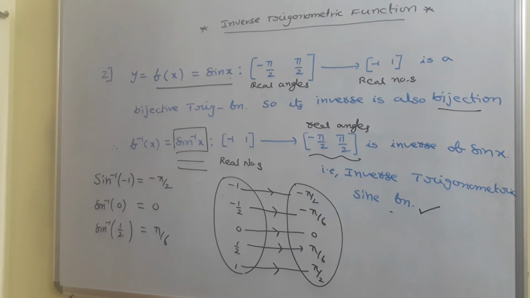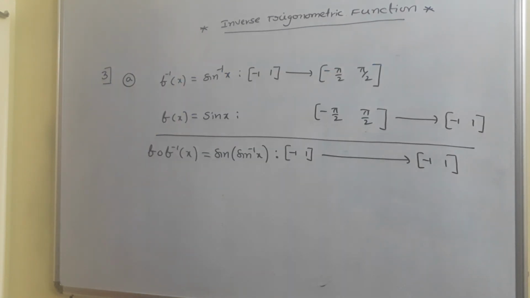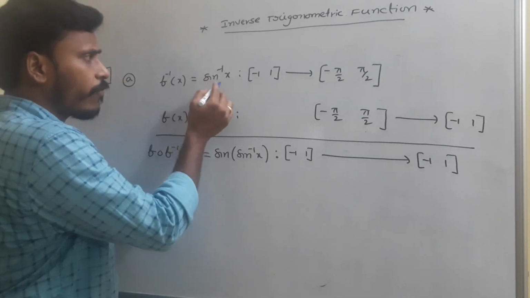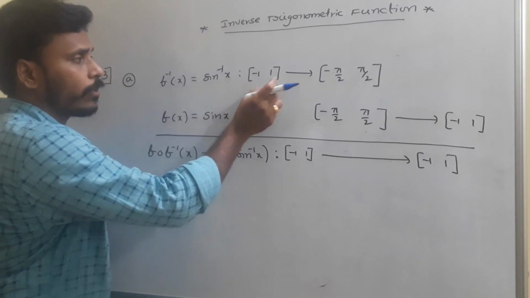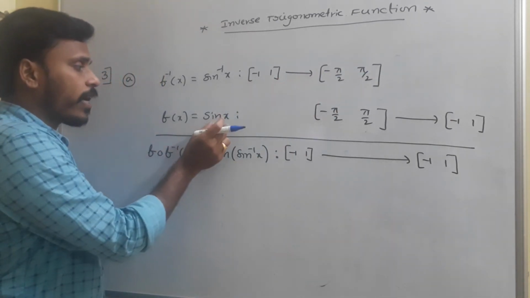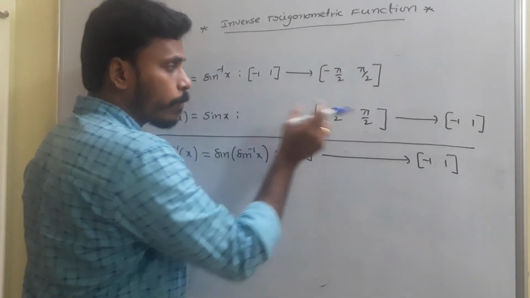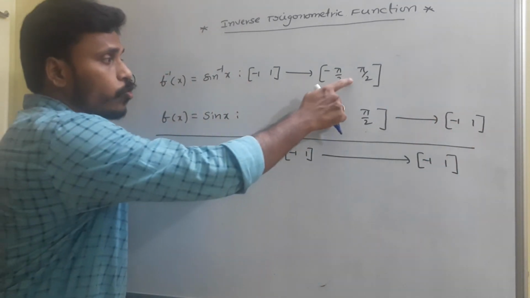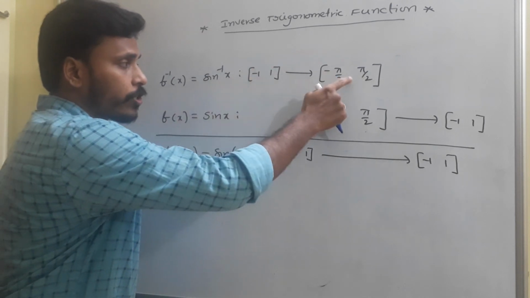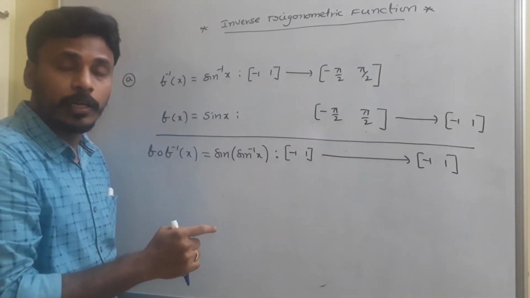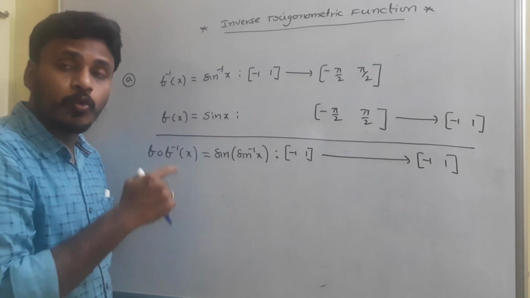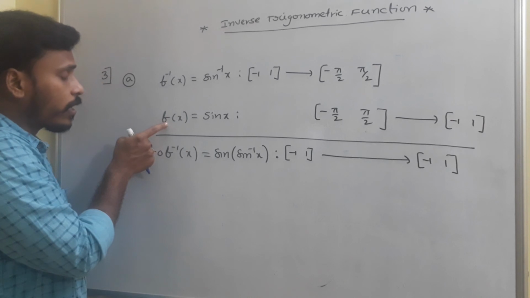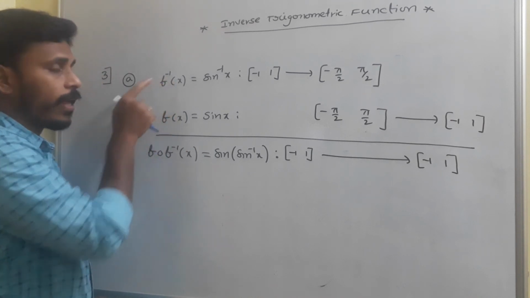Just have a look. The next point is f inverse of x is sine inverse x. For sine inverse x, the domain is this interval and the codomain is this. Whereas for sine x, f of x, the domain is minus pi by 2 to pi by 2 and the codomain is -1 to 1. So these two are equal, right? The codomain of the first function and the domain of the second function are equal. In such a case, there is a chance to write the composition. All these things we learnt in functions, right? So write the composition of these two: f circle f inverse.